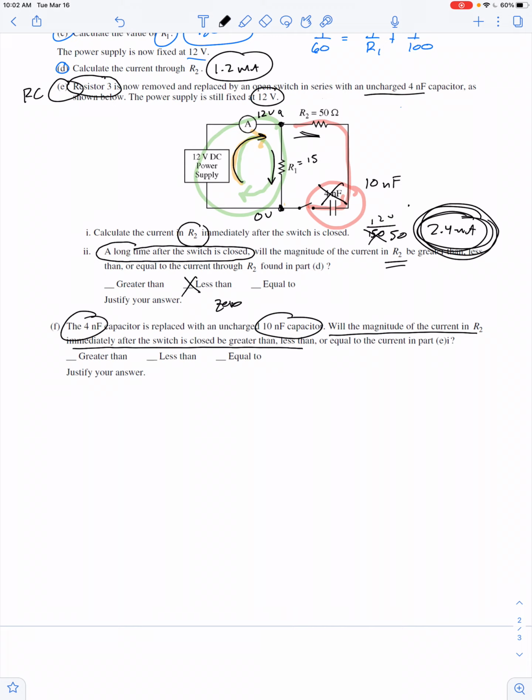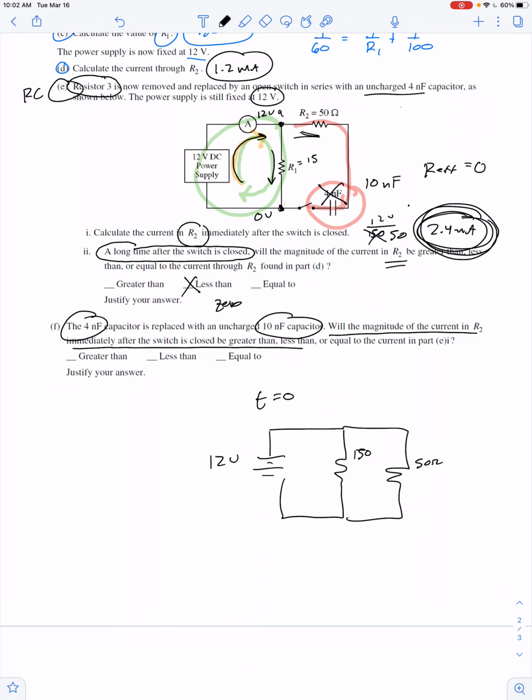In the initial condition, whether it's a 10 nanofarad or a 4 nanofarad, its effective resistance is equal to 0, and so this still seems like a circuit initially at time t equals 0 that's made of a 12-volt power supply and then 2 resistors in parallel, one with 150 ohms and one with 50 ohms. And so the potential difference across the 50 ohm path is 12 volts. The resistance on that path is 50 ohms, and so the current would still be exactly the same, equal to 2.4 milliamps.